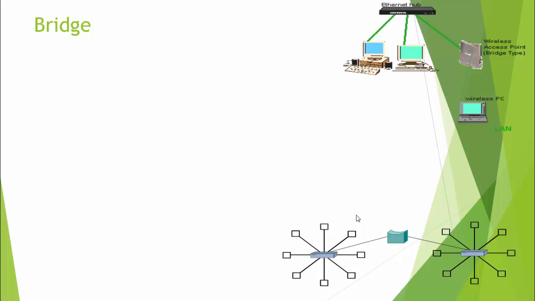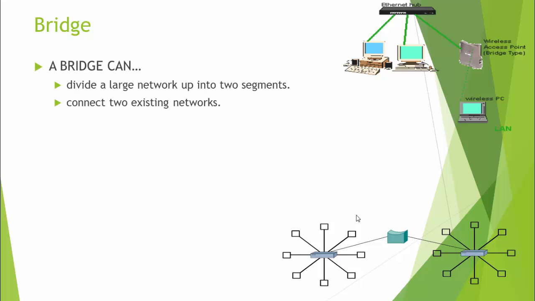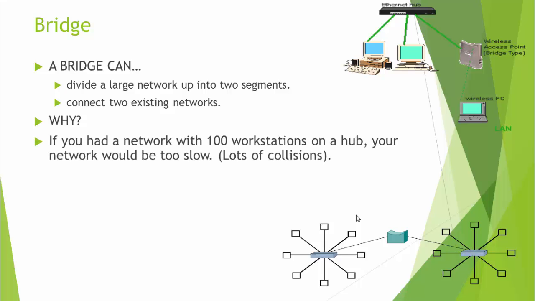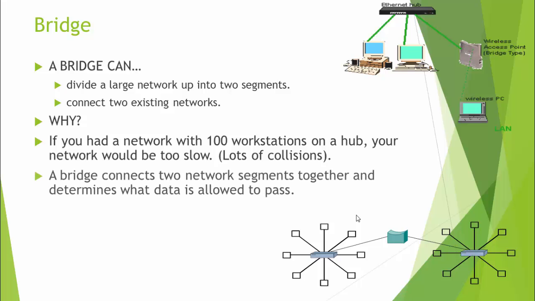Okay, so let's go through some of the rest of the hardware types. A bridge will divide up a large network into 2 different segments. It essentially creates 2 different networks. So why would you want to do that? Well, the answer is if you have too many workstations on a single system, your network is too slow. You get lots and lots of collisions, lots of confusion.